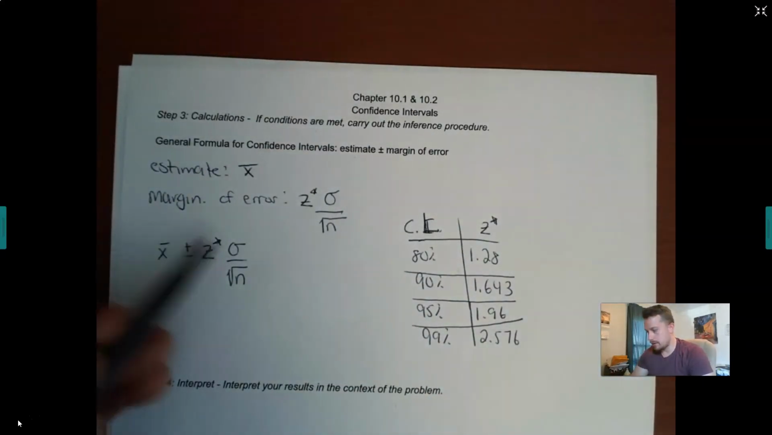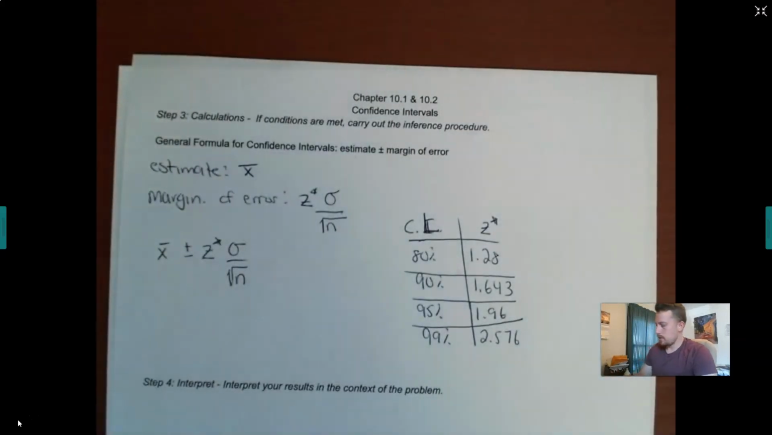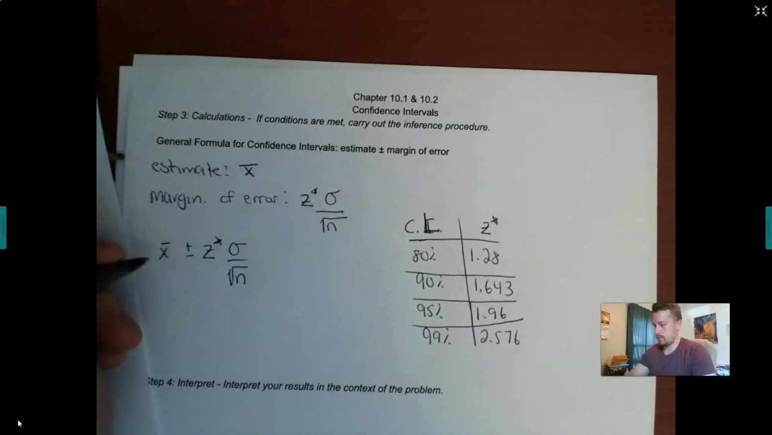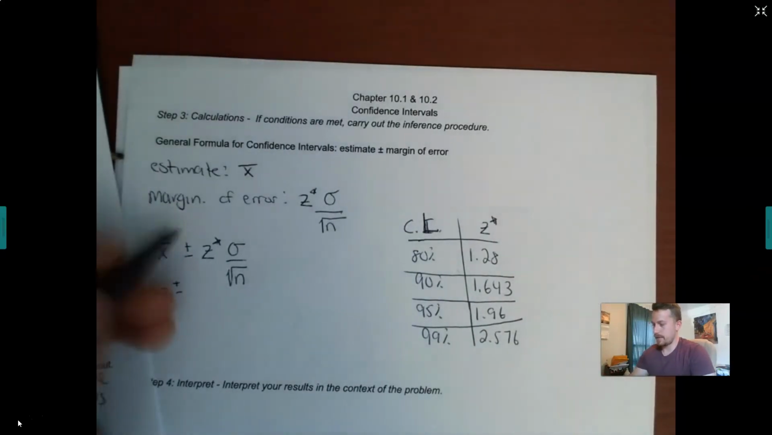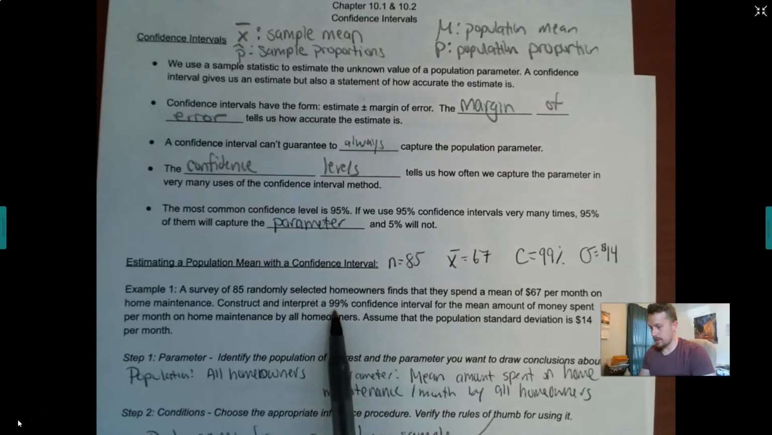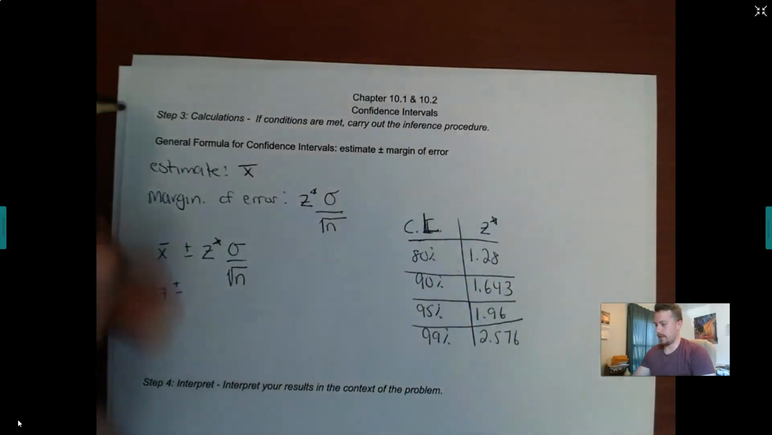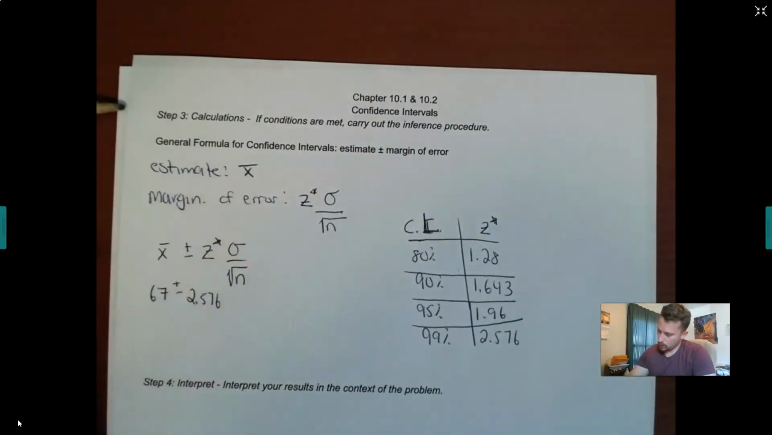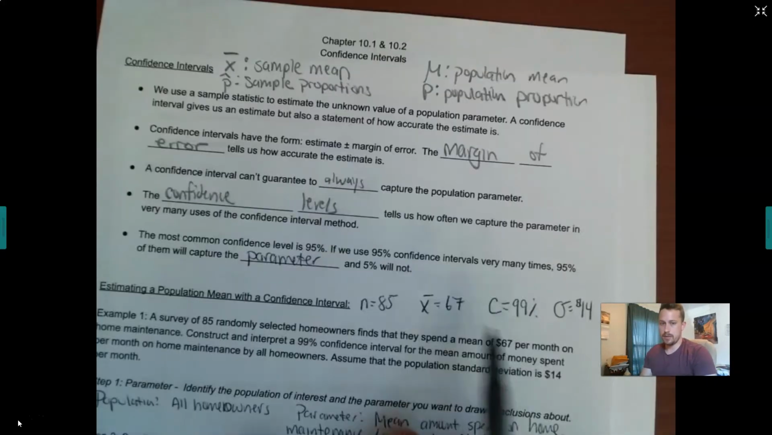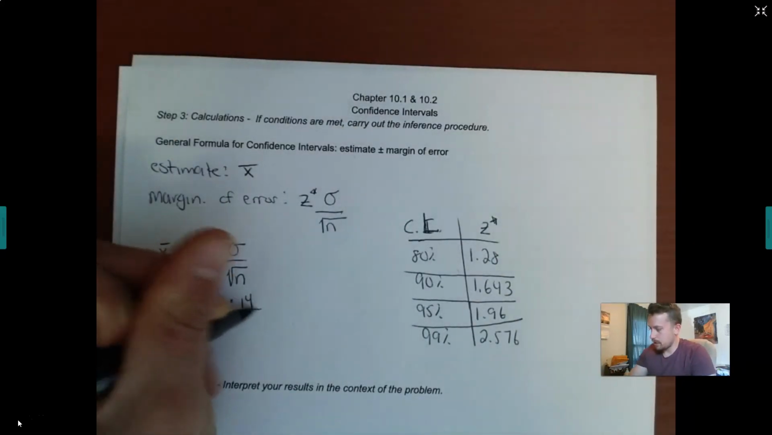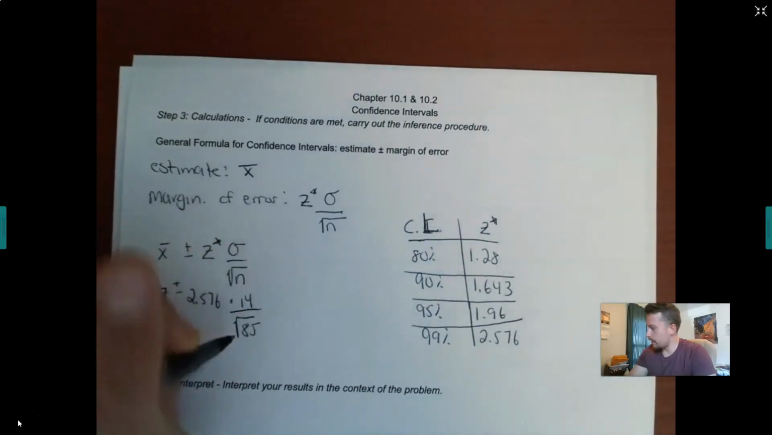Alright, so what we're going to do now is just plug in what we need, and we're going to get our answer. So like we said, x bar is 67. So that's plugged in here. Plus or minus critical value z. Alright, so this one's a 99% confidence interval. So we're going to use 2.576 times sigma divided by square root of n. Sigma is 14, n is 85. So we have times 14 over square root of 85.